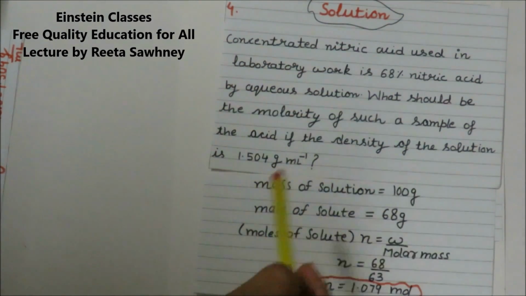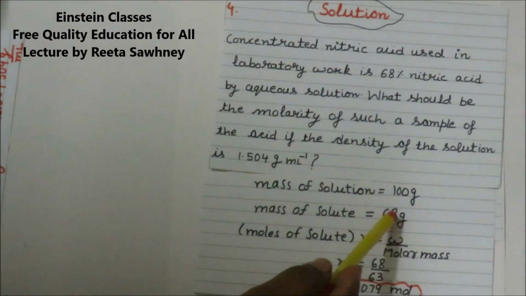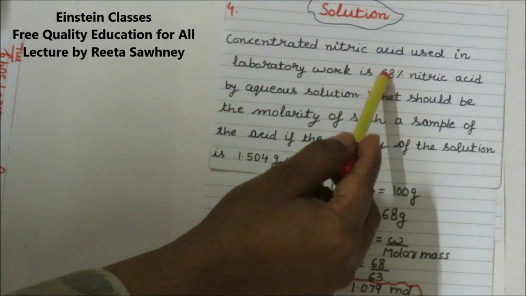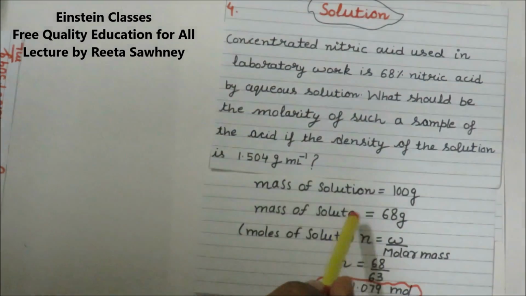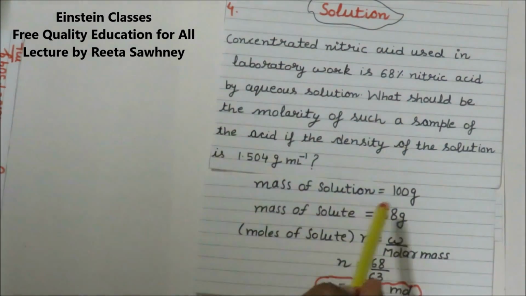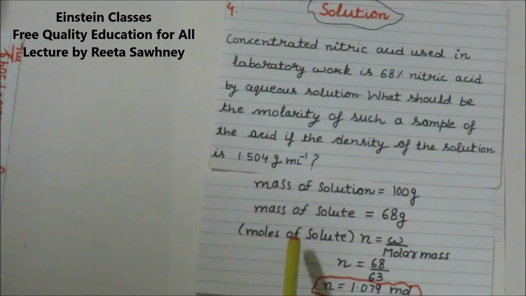Mass of solution is 100 gram and mass of solute would be 68 gram. We are given that it is 68% nitric acid. It means 68 gram of nitric acid is present in 100 gram of solution. Our solute is the nitric acid, which is 68 gram. So how will we convert it into moles?